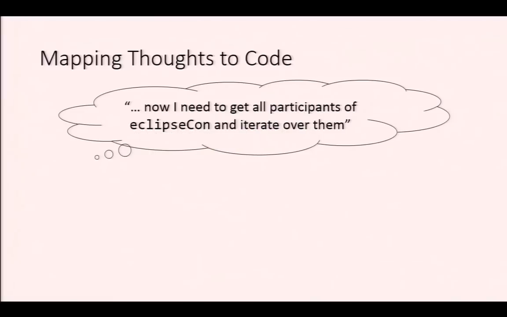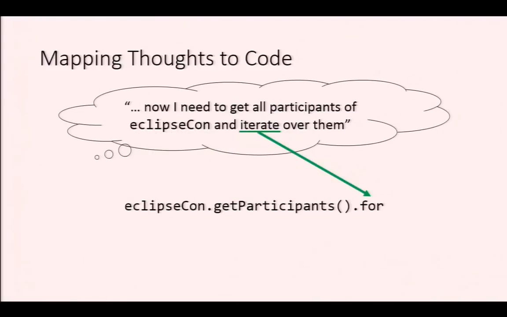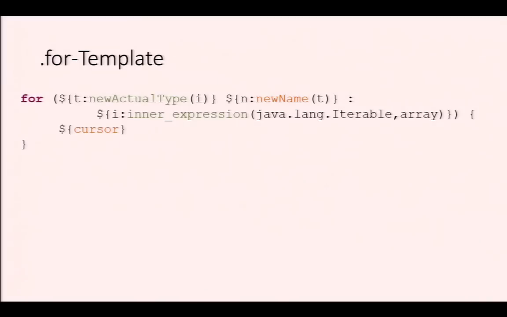Let's see how this works out with Postfix Code Completion. Again, iterate is mapped to for, EclipseCon is mapped to EclipseCon, participants is mapped to get participants. So no additional cognitive process needed here. Let's create a for template. Again, we have an inner expression, type dependency to iterable or array. There's a new variable, new actual type, which resolves to the generic type or the actual type of an array. We specify the cursor position.